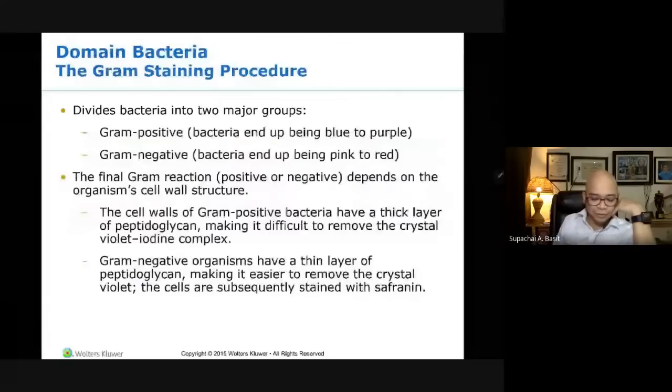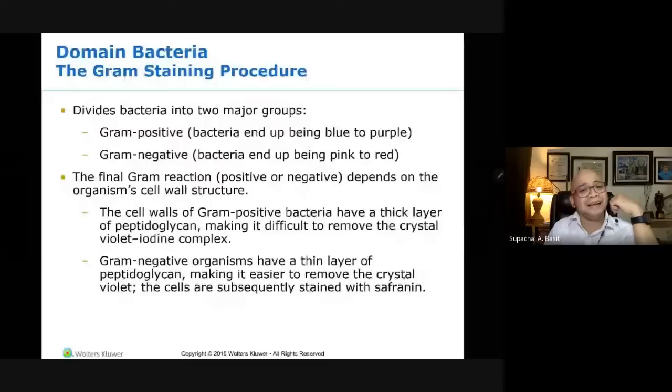Gram-positive bacteria end up being blue or purple. Gram-negative bacteria end up being pink or red. The final gram reaction, whether positive or negative, depends on the cell wall structure. Last week, I mentioned that gram-positive bacteria have a thick layer of peptidoglycan, which will make it difficult for the crystal violet iodine to be decolorized.